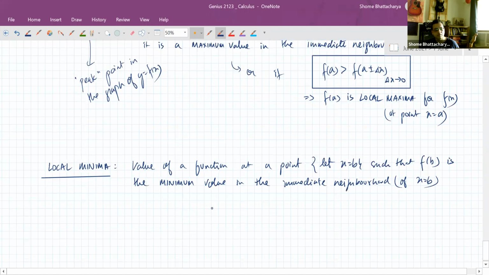So mathematically, we will say that if f of b is less than, not even equal to, but less than f at either plus or minus delta x, that means I'm taking three consecutive numbers on the number line and the middle number is b. So on the x-axis, I'm taking three consecutive points and the middle one, which is x equal to b, has the minimum of the 3 points value.